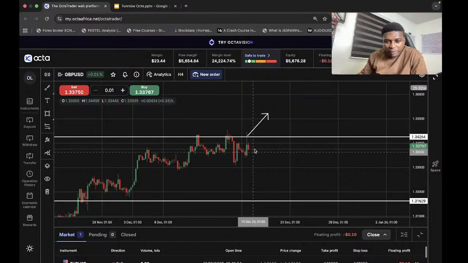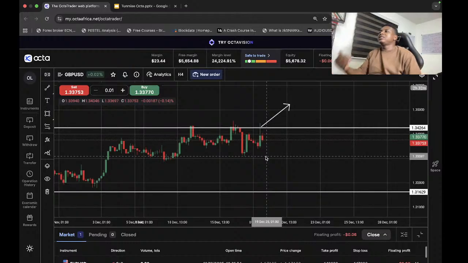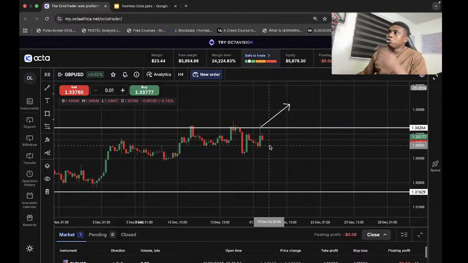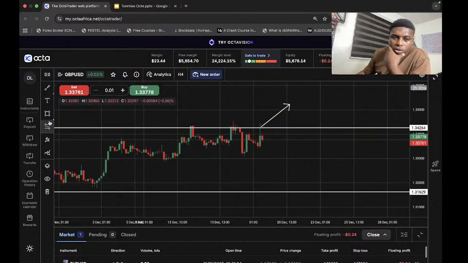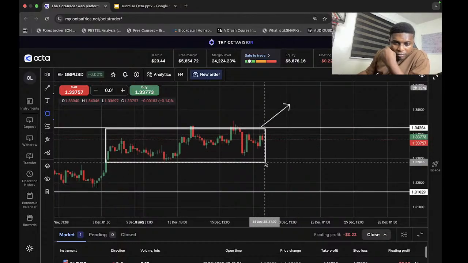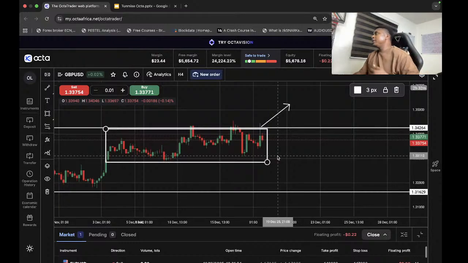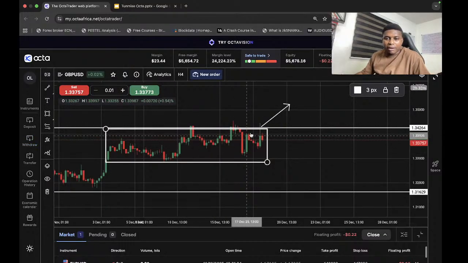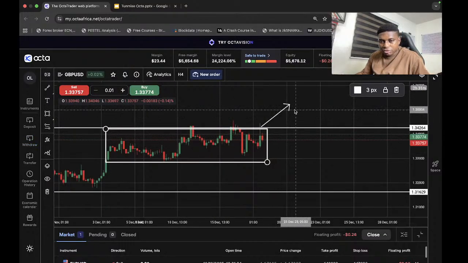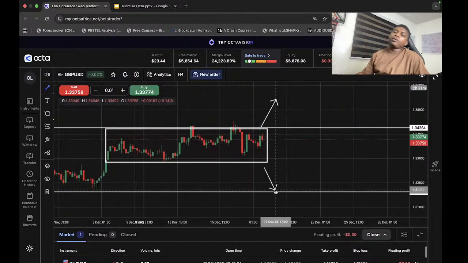From what I'm seeing now, I'm not seeing a clear momentum as to if it's a downward or an upward momentum. But what I'm going to do further is to check out this range. You can see price is in between this range, which means there are two things that would most likely happen. Price either breaks out to the upward direction, or breaks out to the downward direction.